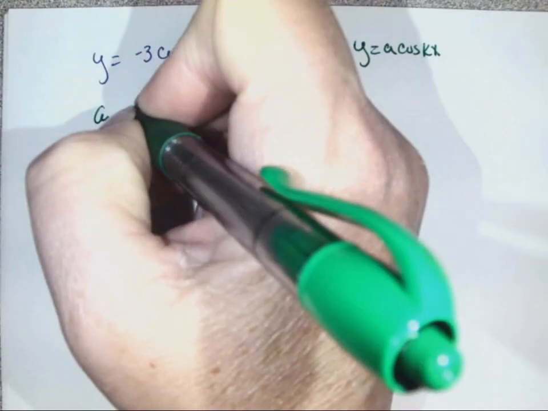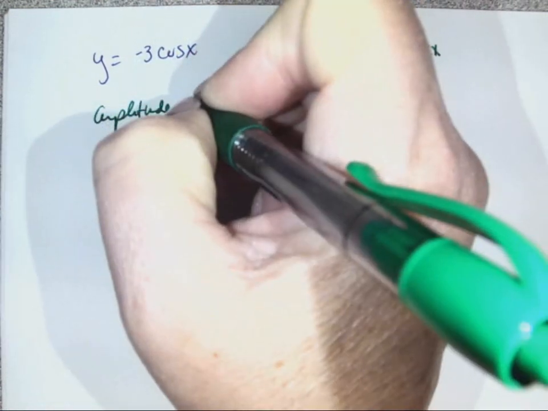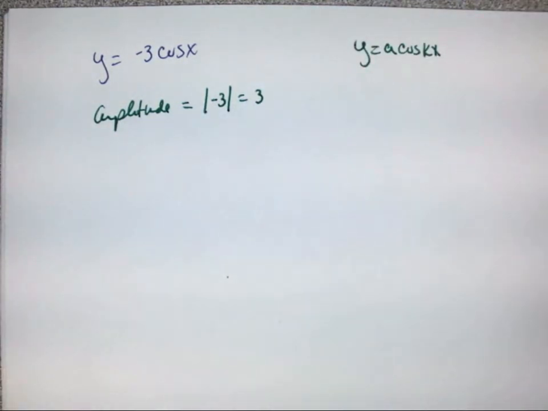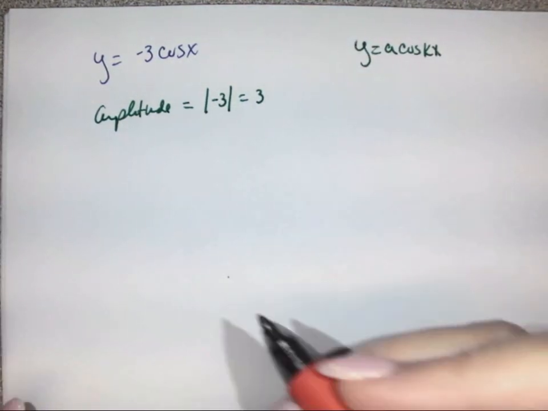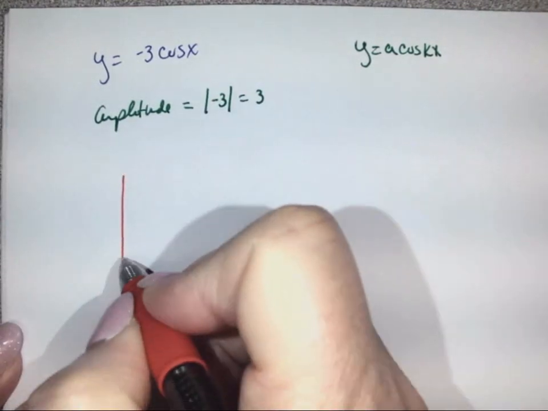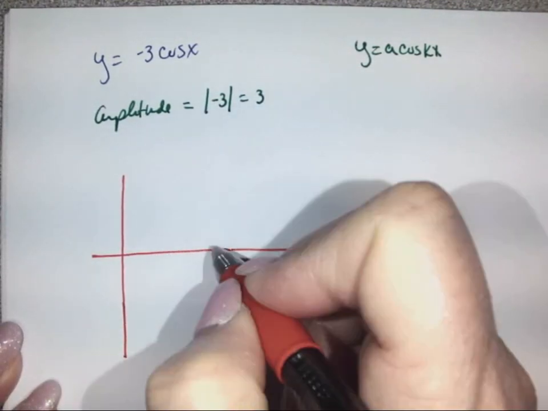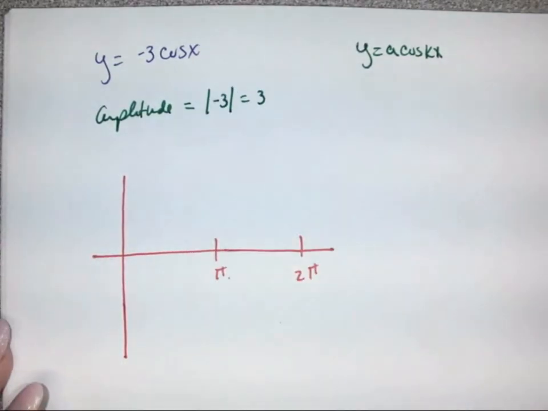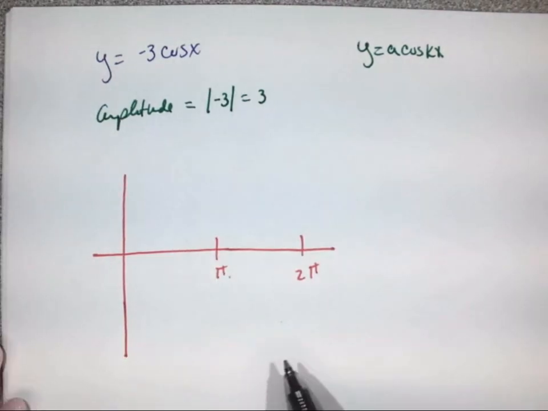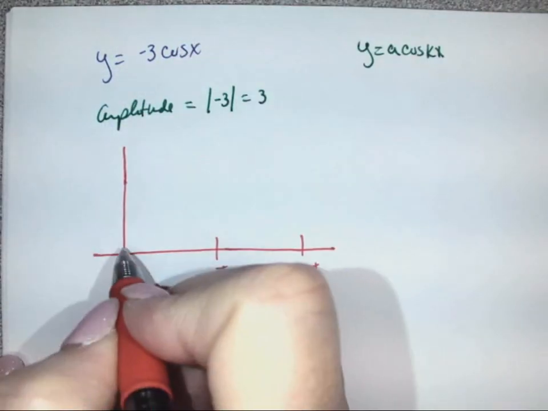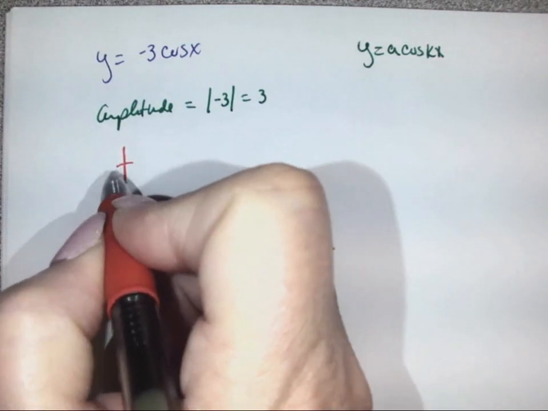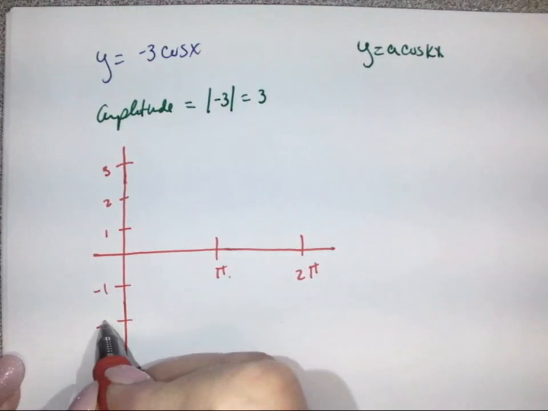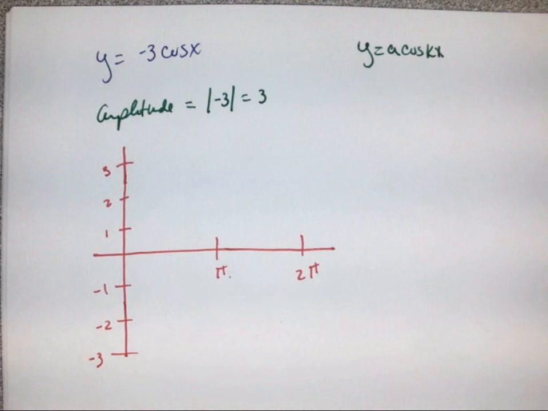So the amplitude will be equal to the absolute value of negative 3. So the amplitude is 3, which tells us what our highest point will be. So let's go sketch a cosine. So we're going to have pi and 2 pi. We've got to have an amplitude of 3. We know this is being multiplied by that. So we've got to hit 3 over here. So 1, 2, and 3. And negative 1, negative 2, and negative 3.